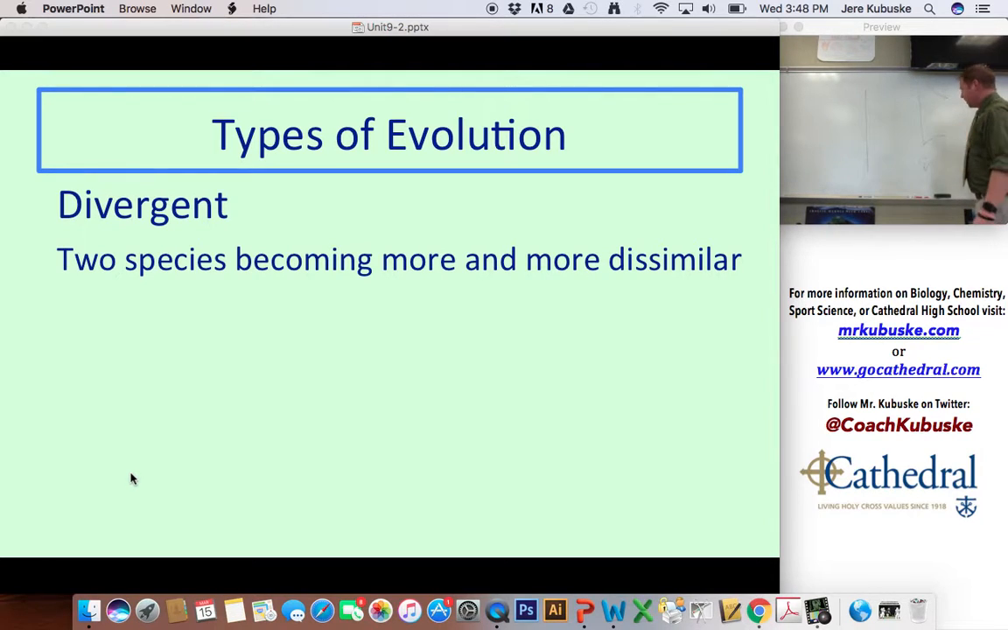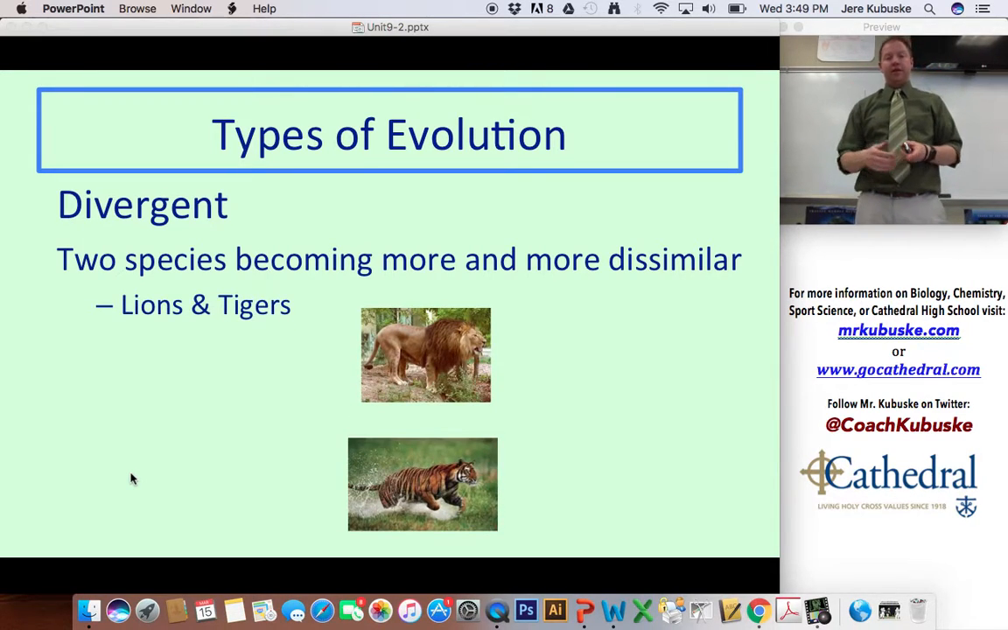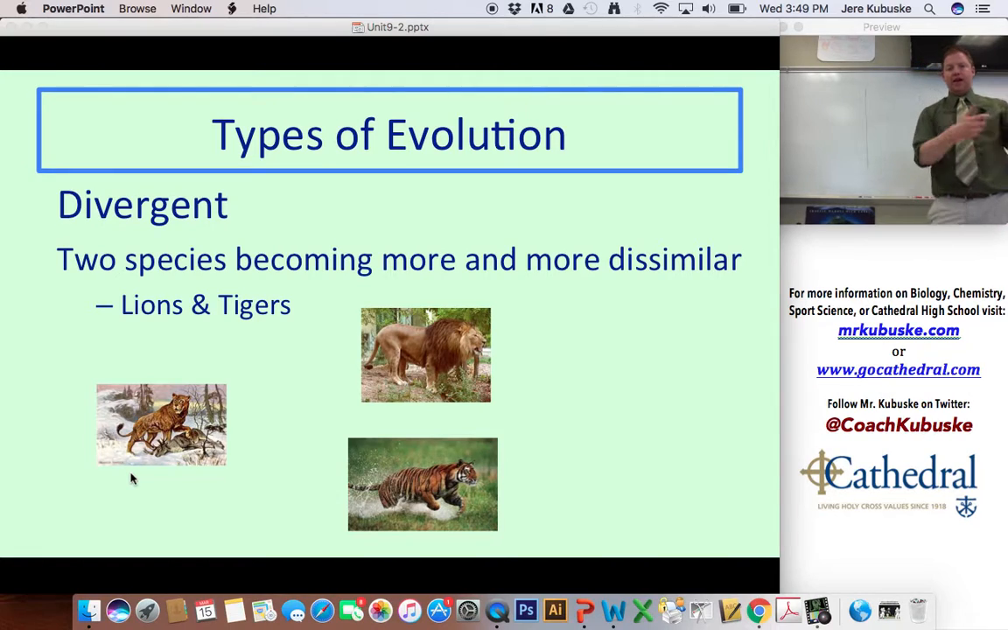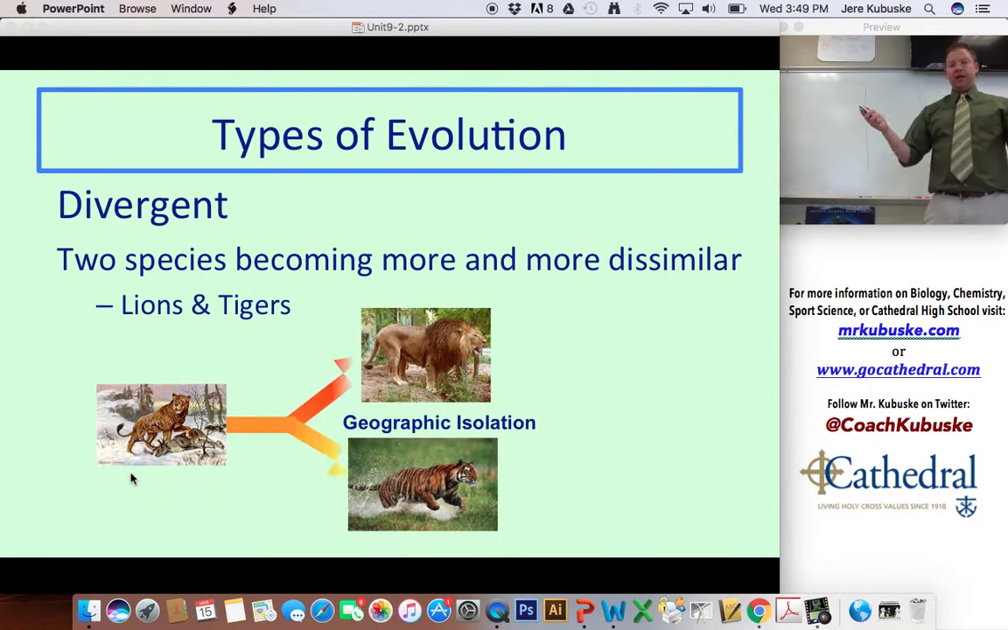Lions continued on. Tigers went a different direction. Now they're two different species. They're diverging from each other. They were at the same point, and now they're splitting. So that's divergent evolution. Lions and tigers, again, had a common ancestor, and they're now splitting into two different groups.